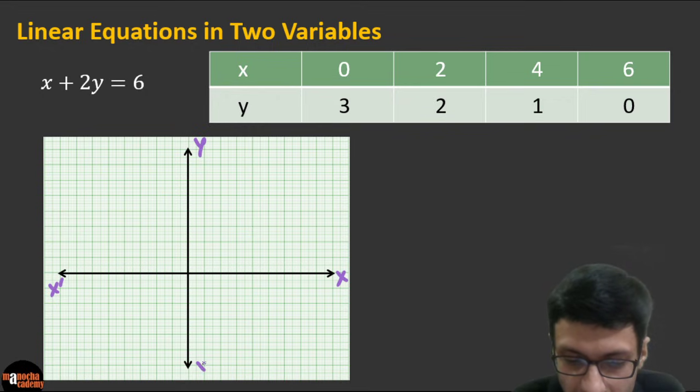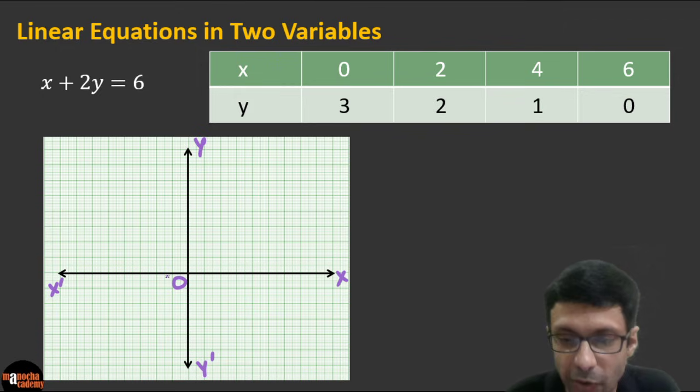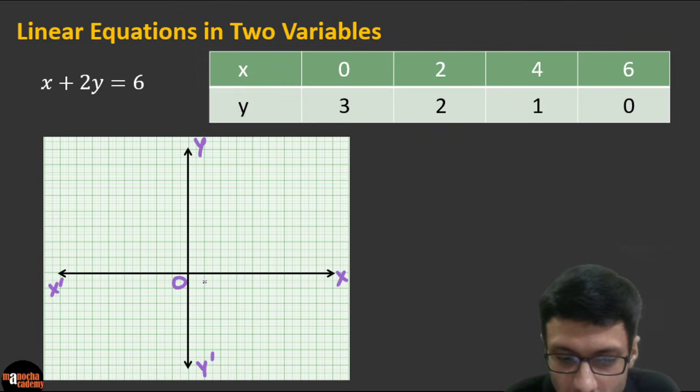Y and y dash, right? So let's plot a sample point first. So we have 0 here. So let's mark down the values. So this is 1, 2, 3, okay? 4, 5, 6, 7, and so on. And similarly, you'll have -1, -2. So this is -1, -2, -3, -4, and so on.